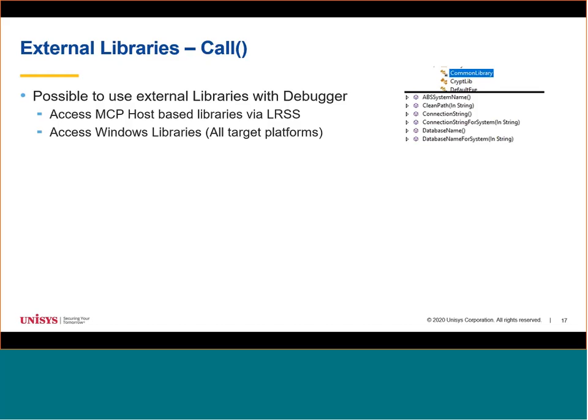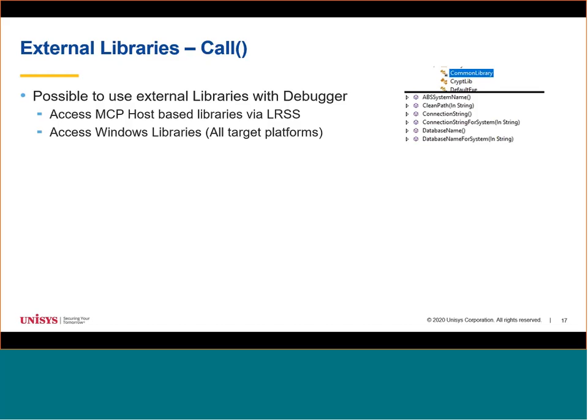You've also got the ability to access libraries at a Windows level. So if you don't enable LRSS, then it will essentially go to the Windows platform and try and run the library that you've got defined locally on Windows. And again, this is how it used to work in EAE.